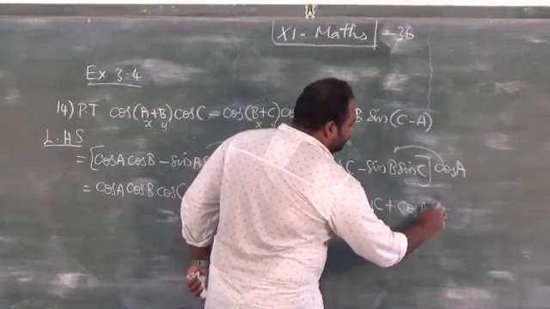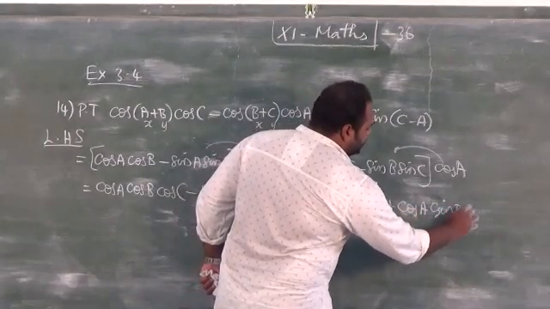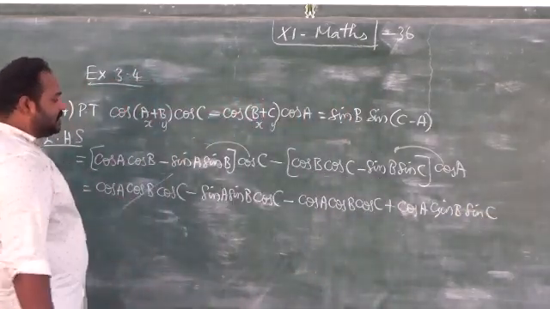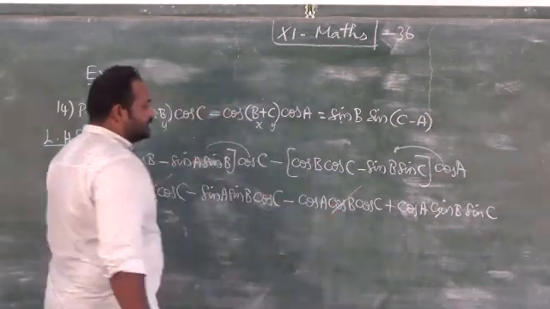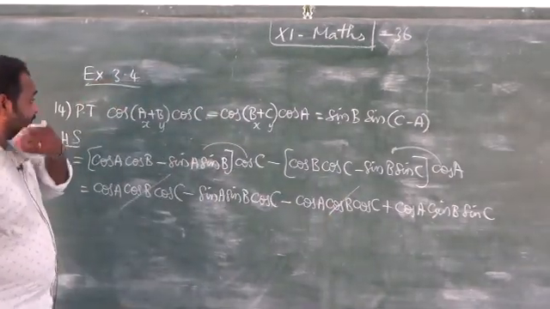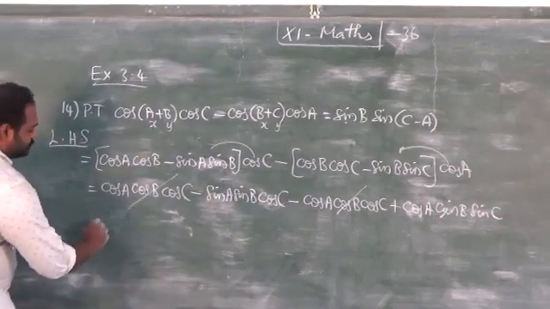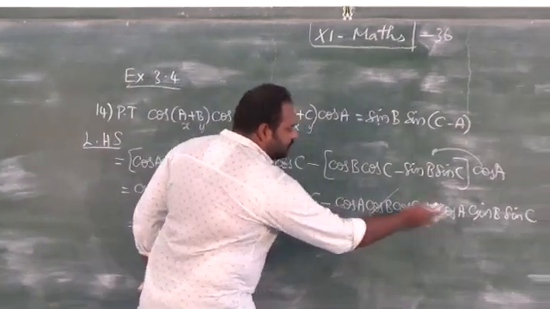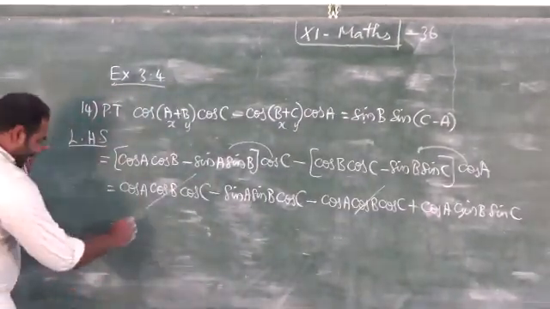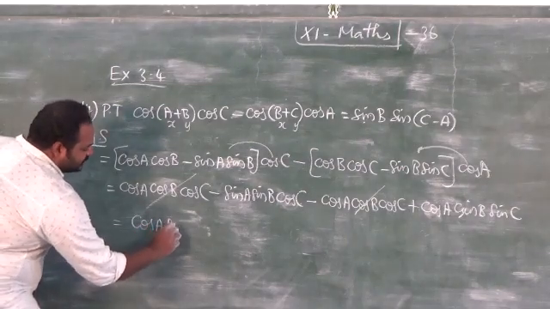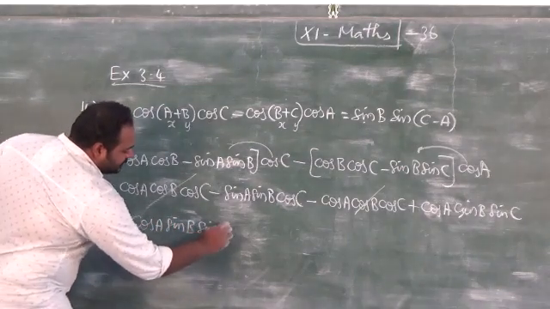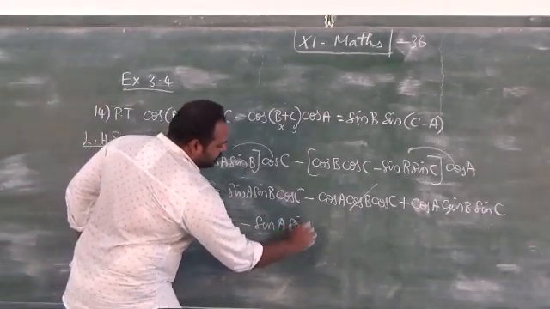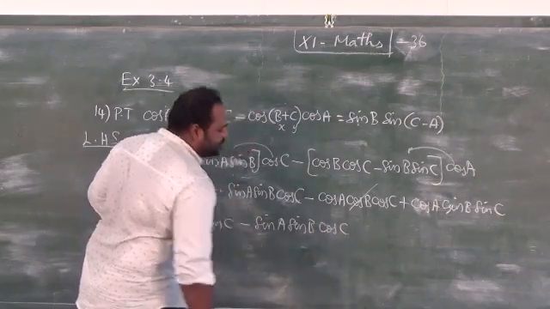Cos A sin B sin C. Here cos A cos B cos C and cos A cos B cos C cancel. Remaining we have, here first negative, here positive. So for the positive term I am taking first cos A sin B sin C minus sin A sin B cos C.